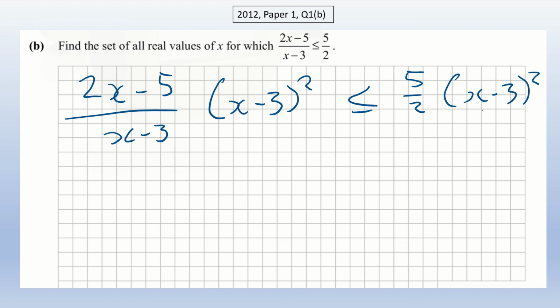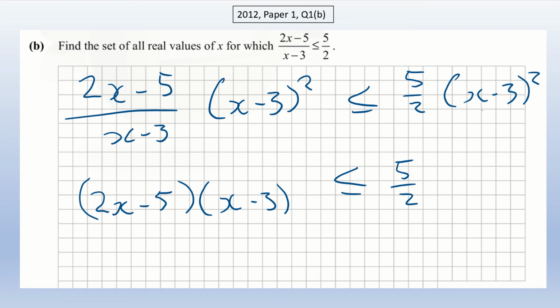So I'm going to jump the line that I did before, and I'm going to jump with 2x minus 5 multiplied by x minus 3. So I didn't do my line in the middle here. I just went straight from my first line here to this one. But if you don't believe me, you can put in your intermediate line there in the middle, and you're going to have less than or equal to 5 over 2 times x minus 3 squared is going to be x minus 3 times x minus 3.